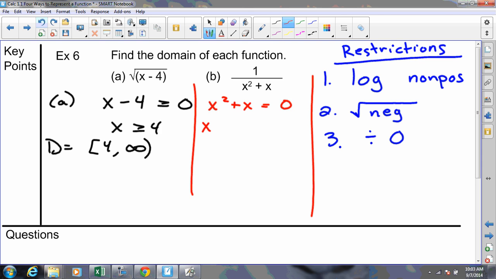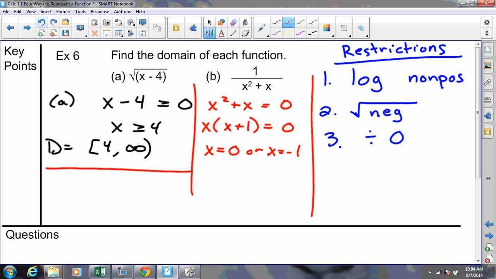we could factor out an x, which gives us x times x plus 1 equals 0. And by the zero product property, we know x equals 0 or x equals negative 1. Those are pieces that will cause problems for us. Those are the things that don't work.